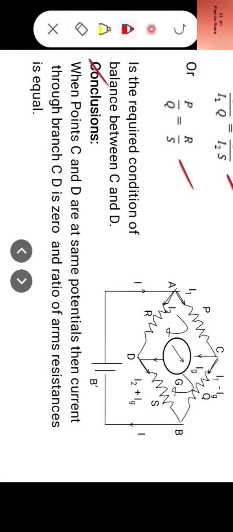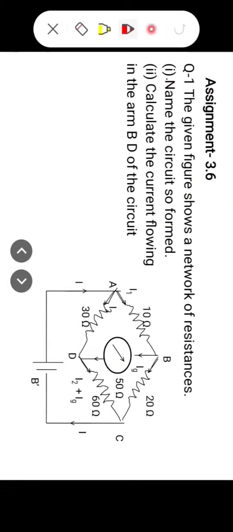Now conclusions. When points C and D are at the same potential, then the current through CD is 0 and the ratio of arm resistances is equal, that is P by Q is equal to R by S.